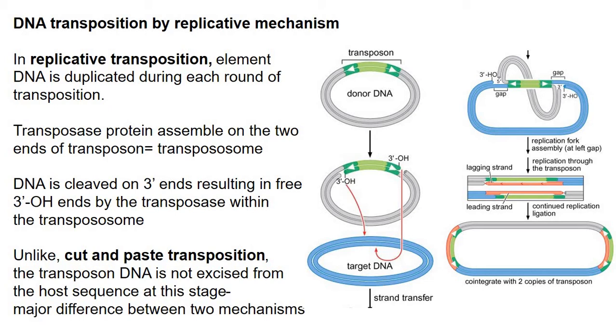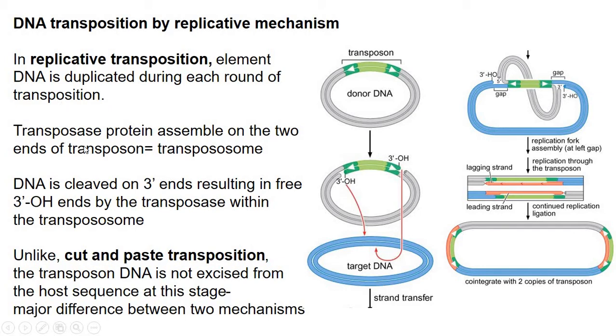Okay. So DNA transposition by a replicative mechanism is a bit different from the cut and paste that we discussed earlier. In a replicative transposition, instead of the transposable element just moving from one place to another, going from a donor DNA to target DNA, just removing itself and going there like in cut and paste, it will copy itself into the target DNA and it will also stay in the donor DNA. So this leads to a net increase in the genome size that we talked about. So each round of transposition, the element DNA will be duplicated, and it will insert itself into a different portion of the genome.